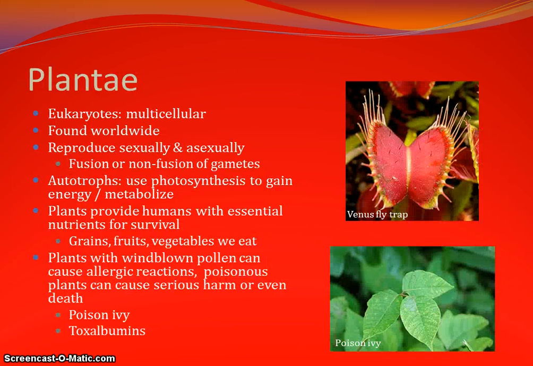Moving on to the kingdom of Plantae. Plantae are eukaryotes, and they are multicellular, and they are found worldwide. They reproduce both sexually and asexually through the fusion or non-fusion of gametes. The fusion of gametes causes sexual reproduction, or non-fusion of gametes, which is asexual reproduction. They are autotrophs, and they use photosynthesis to gain energy or metabolize.